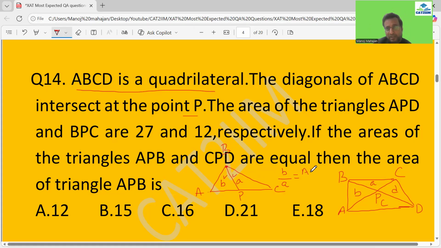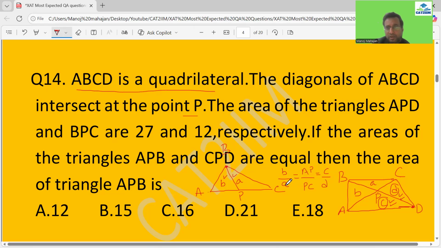So this would be nothing but AP upon PC, right? A similar thing if you look at from here: these two triangles, CPD and APD, again have a common vertex D and the base lies on the same straight line. So the height would be the same, which means the area ratio would be the same as the base ratio. So my AP by PC would come out to be nothing but C upon D, right?